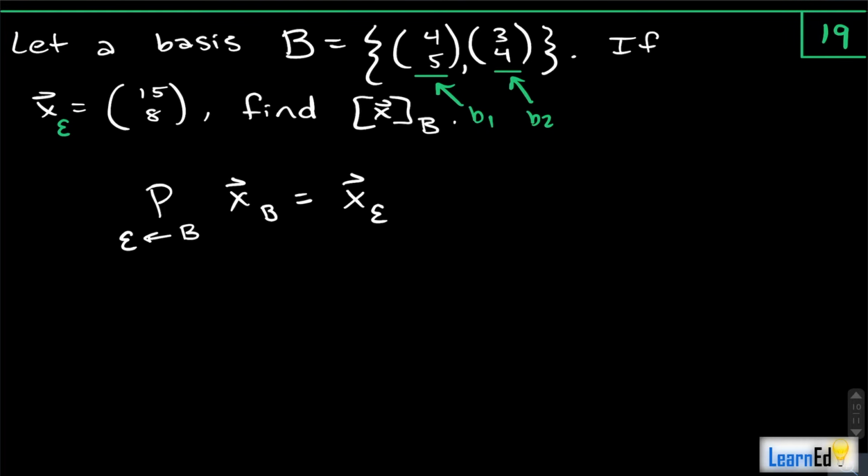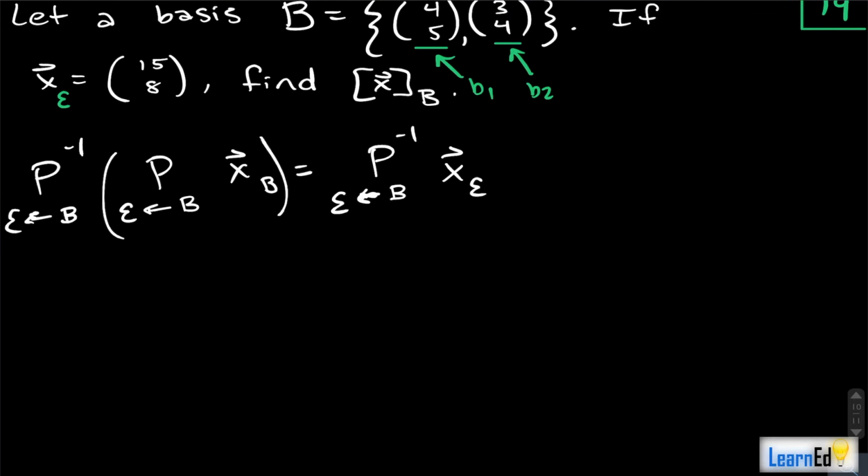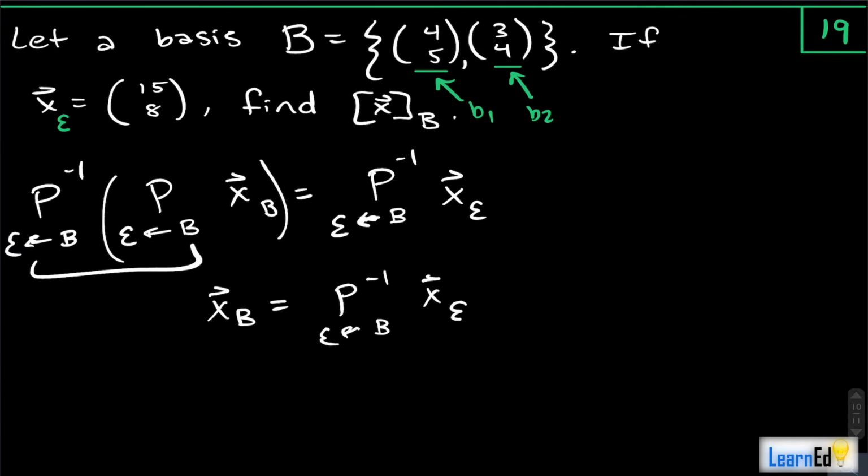But I'll show you another way. If we multiply this by P from B to E inverse, and multiply this side by the same exact thing, we can come up with another equation, which will actually make a lot of sense. This actually leads into the change of basis stuff a little bit, so I'm working ahead, but you'll see that this is xb, because this becomes the identity, and this is equal to P inverse of BE times xe.